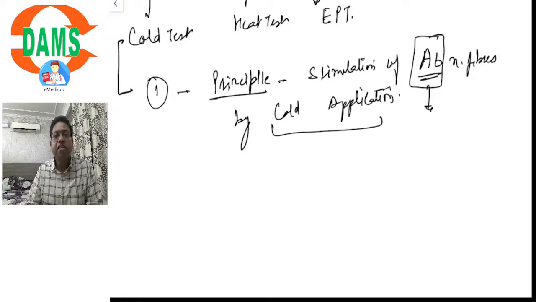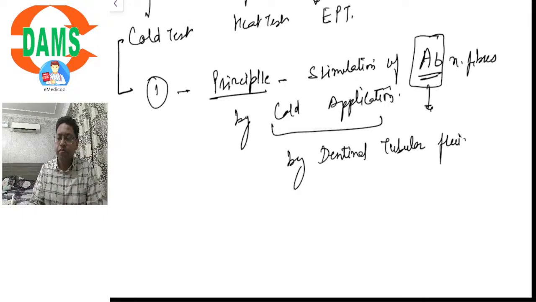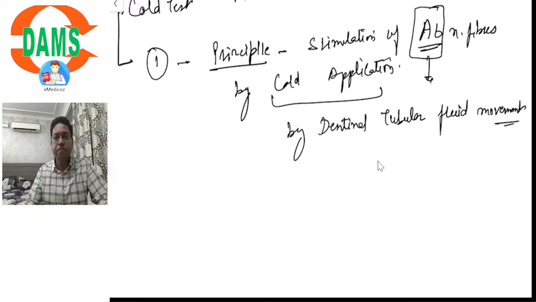And how are these A delta nerve fibers stimulated? They are stimulated by dentinal tubular fluid movement, isn't it? There is enamel, dentine, and then the pulp. So A delta nerve fibers are present in the periphery of the pulp. That's why these fibers, which are present in the periphery of the pulp, are stimulated by cold application.